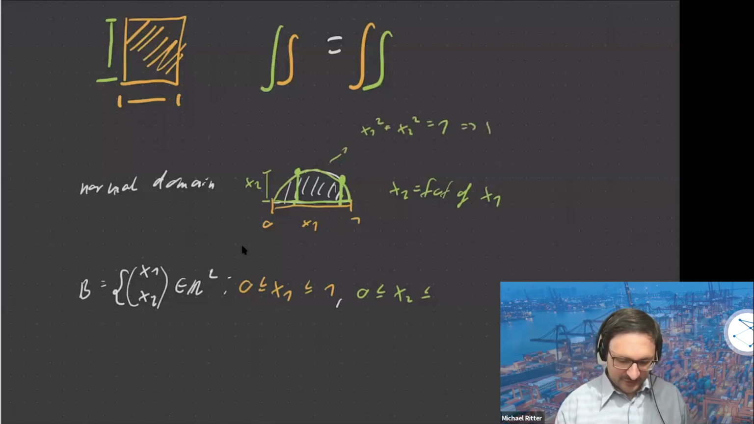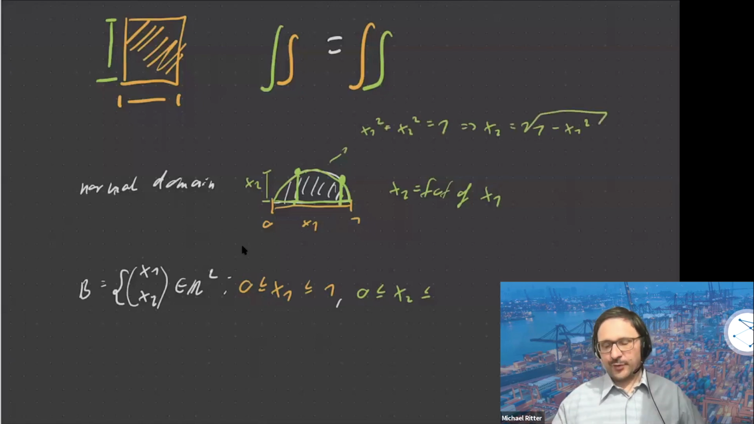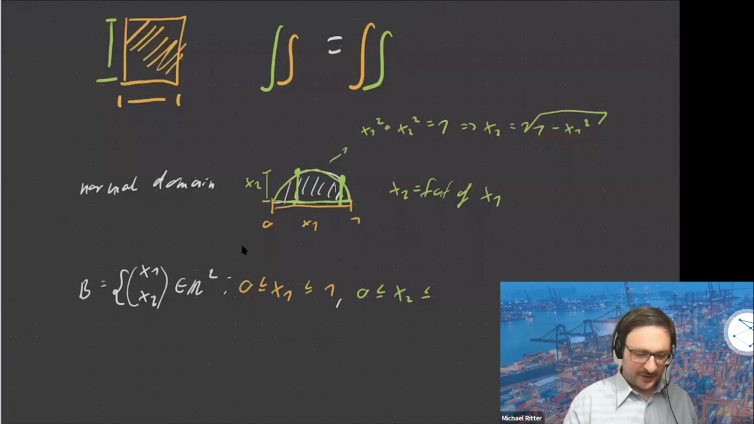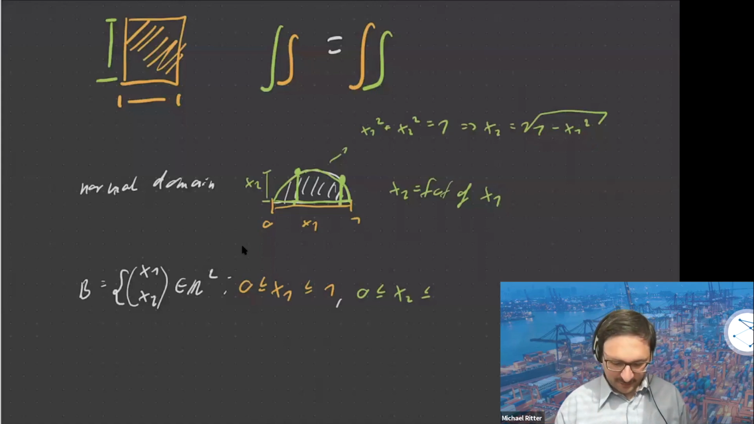And that means we can just solve this for x2. x2 is then 1 minus x1 squared, and then take the square root of that. And as x1 is between 0 and 1, this expression is always non-negative, so we can take the square root safely. We don't have to make any case distinctions here. Okay, so that would be the upper bound in this example.